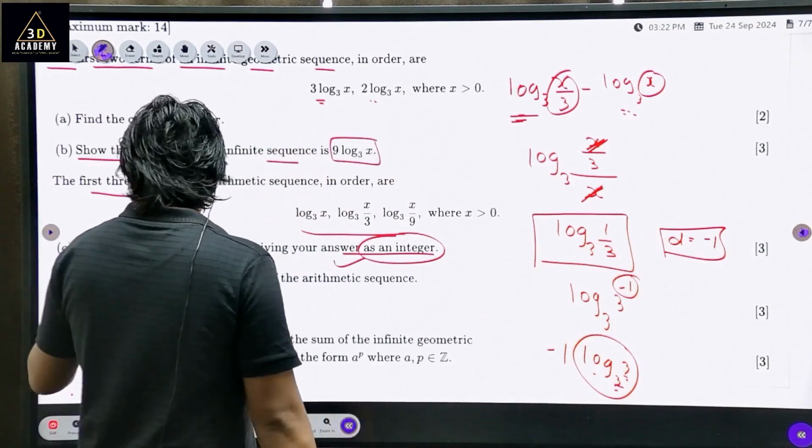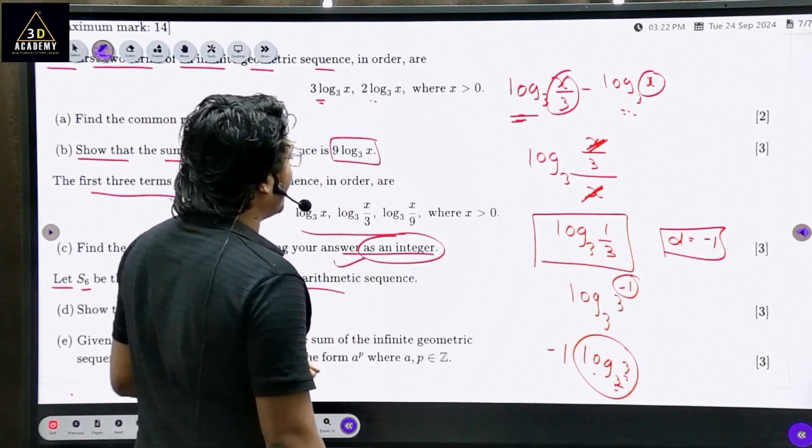Okay. Let S6 be the sum of the first 6 terms of the arithmetic sequence.